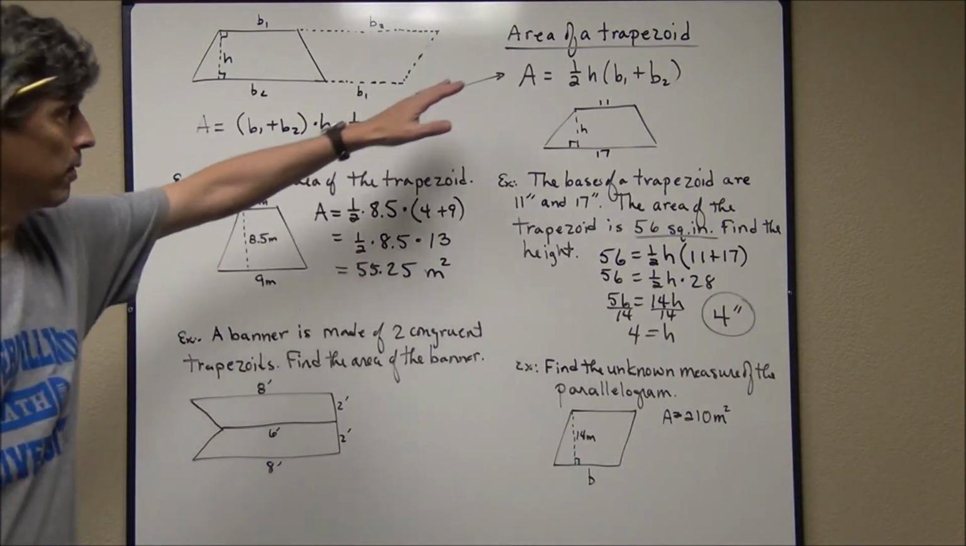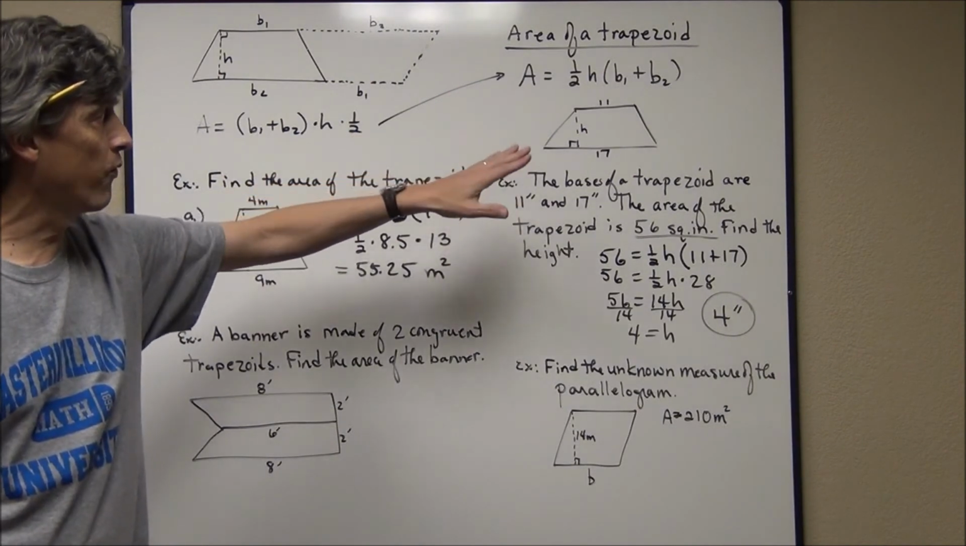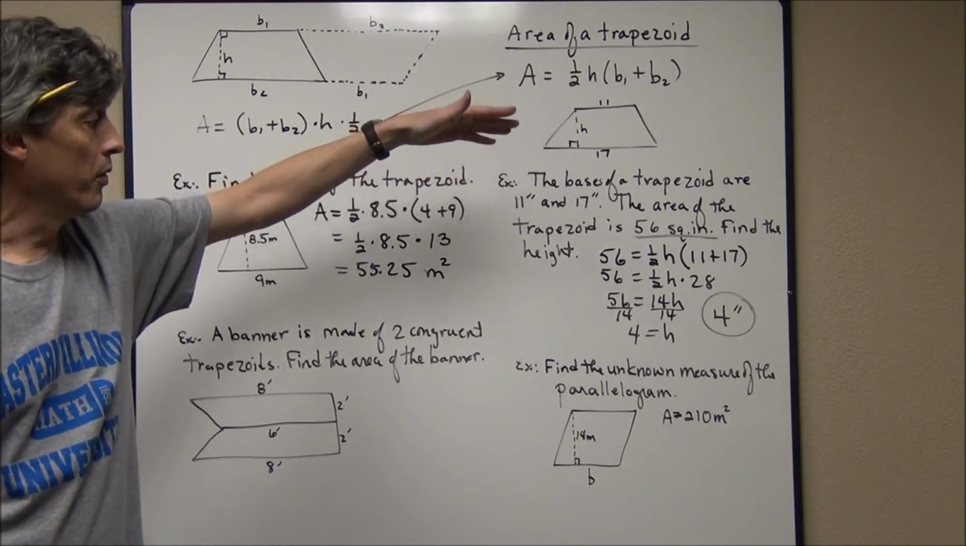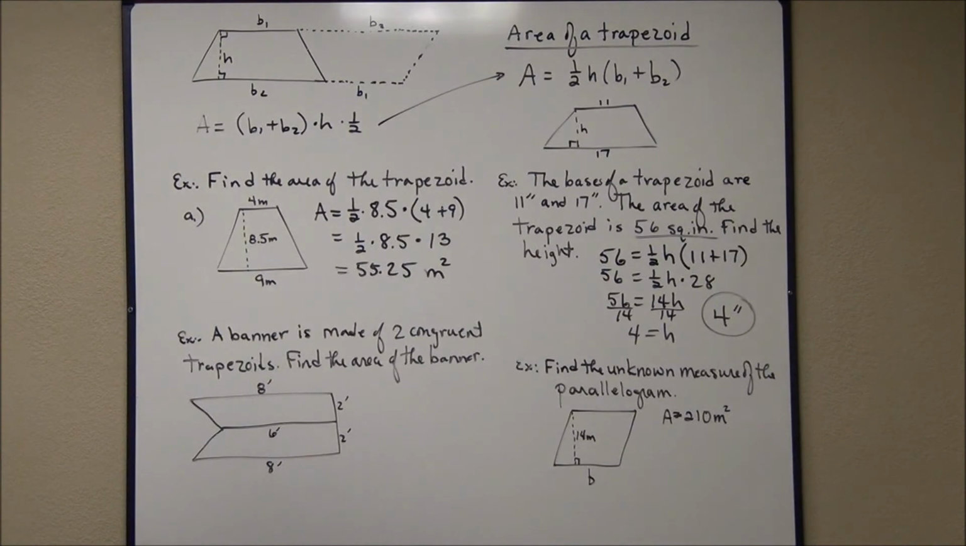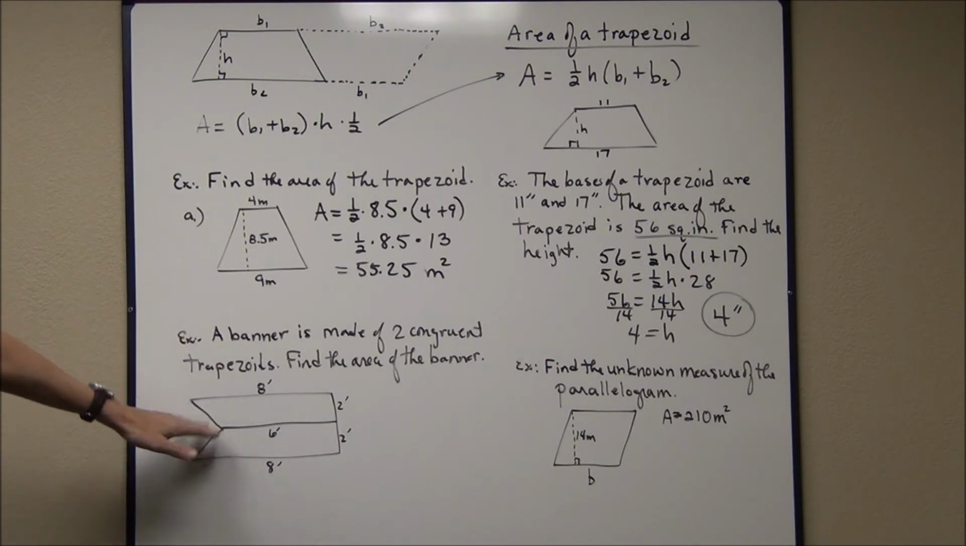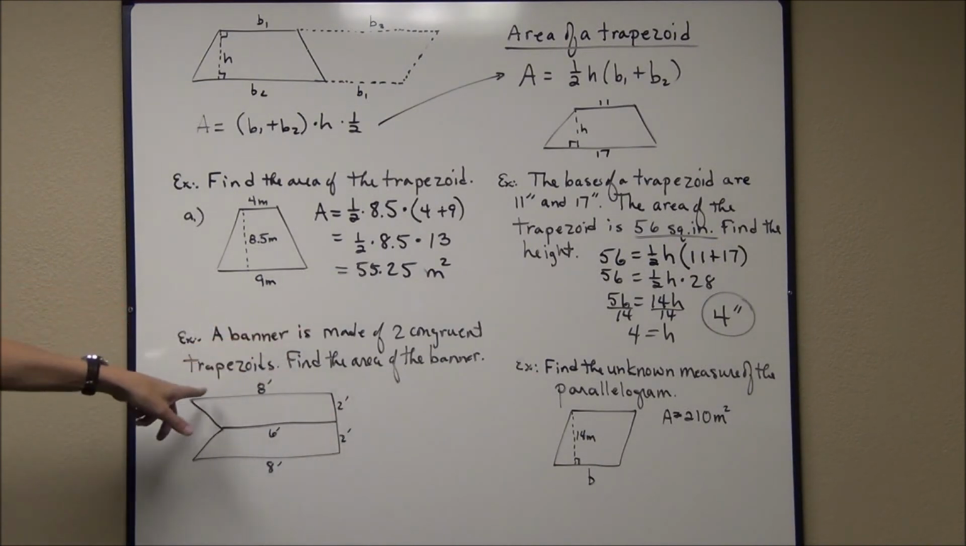So notice here, plugging into the formula, we've done this many times before, not just with this formula though, with other formulas, and you solve for the unknown. Now a couple of offshoots here. This one here we've got a banner, which is supposed to kind of look like all one piece here, made up of 2 congruent trapezoids, and they're asking you to find the area.